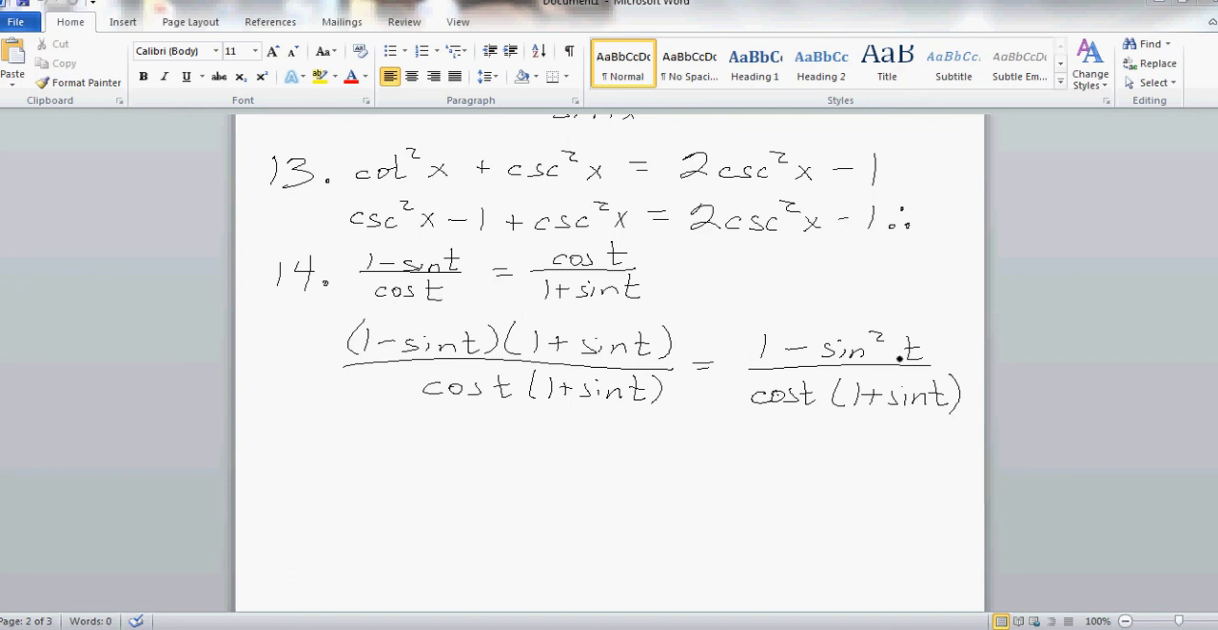1 minus sine squared t, if we just manipulate the Pythagorean identity, that equals cosine squared of t. And look what happens. This cosine of t will cancel with one of those factors up there, leaving the cosine of t over 1 plus sine t.